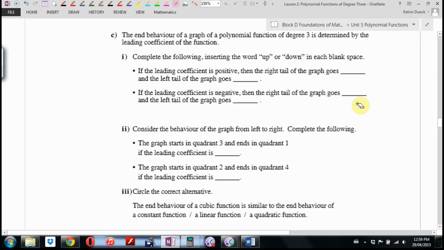The end behavior is determined by the leading coefficient. Insert the word up or down. If the leading coefficient is positive, the right tail goes up and the left tail goes down. You know what? I don't like up or down. Here's what I like. The right tail goes like this. The left tail goes like that. Quick look at negative: left tail, right tail, they come downhill.